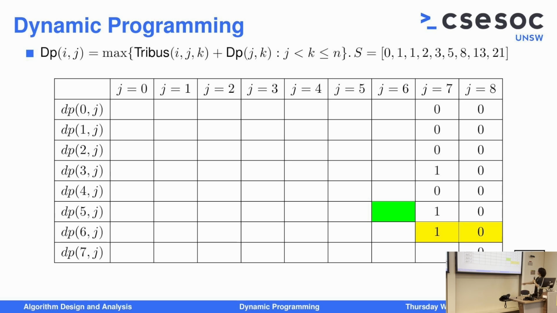Now if we take this one, we have 5, 0, 1, 2, 3, 4, 5, 6, 7. So 5, 8, and 13. Those are the elements we're taking. This gives us 26, so that's not a tribus. So the tribus part gives us 0, but the dp part, this one does give us 1. So hopefully this says 1.